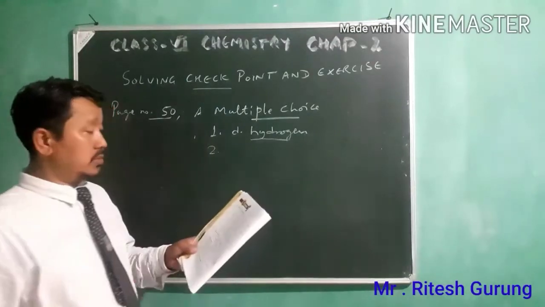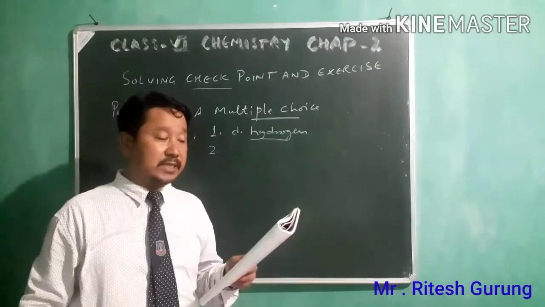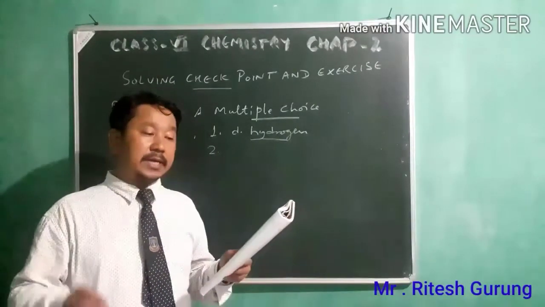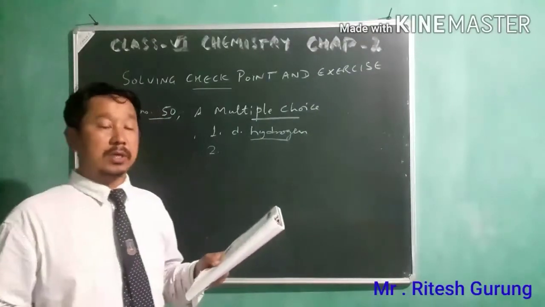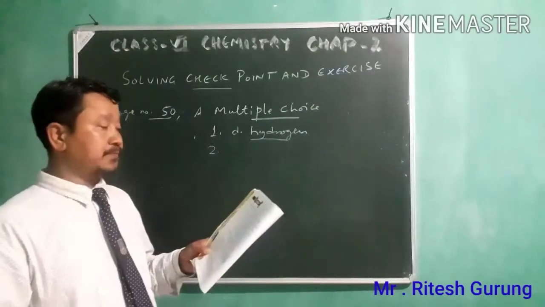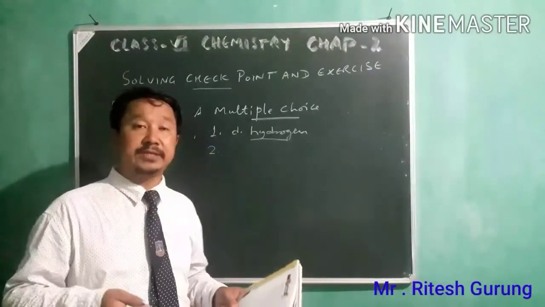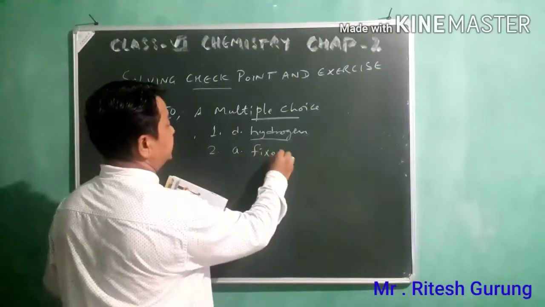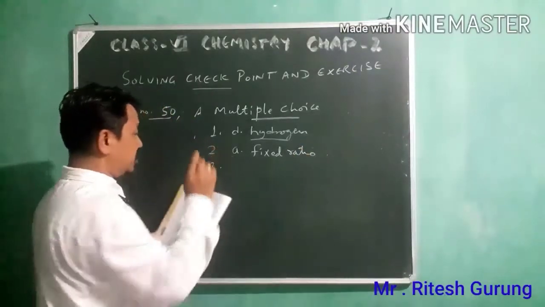Question number 2. In a compound, elements are always present in a fixed ratio, variable ratio, any of the two, none of these. Which one? In a compound, elements are always present in a fixed ratio. Option A, fixed ratio.